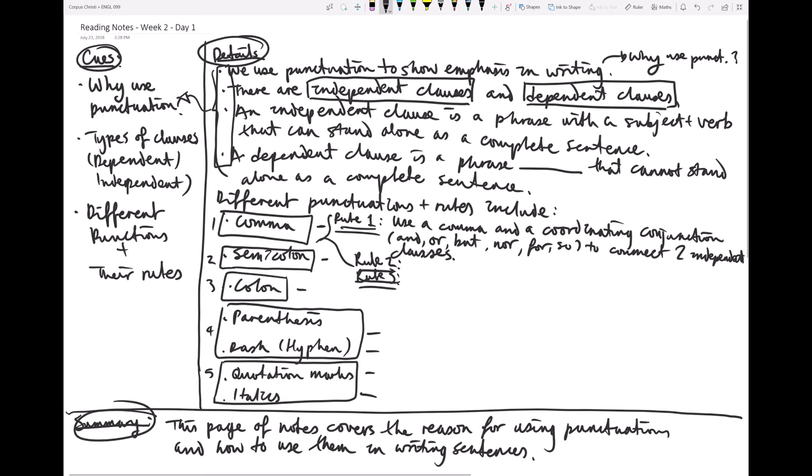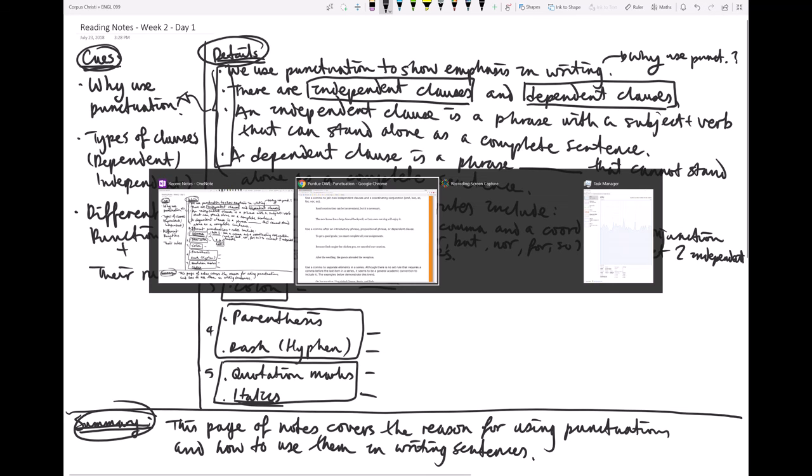So when I review this lecture or this set of rules for punctuation using the notes, I can have a quick idea of what the notes are about. I can use cues to remember the details and then think about and practice the different punctuations and rules from comma all the way to italics. So that's it for this demonstration.